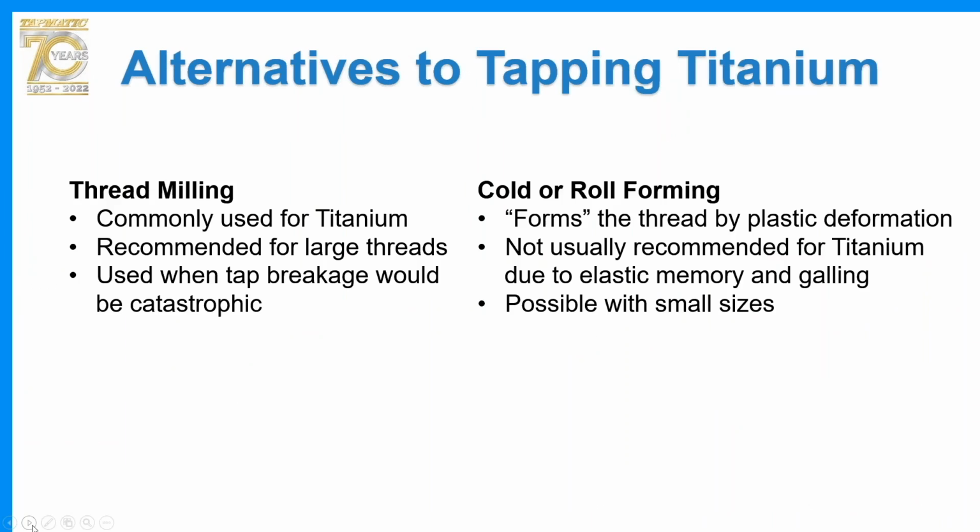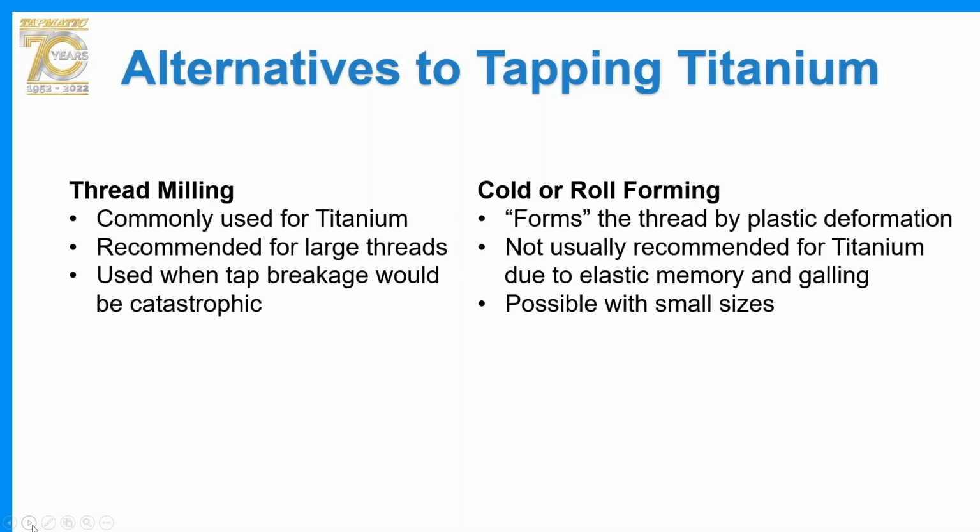Some alternatives to tapping titanium are thread milling, as previously mentioned by EMUGE. This is also recommended for titanium for large thread sizes, or when tap breakage would be catastrophic to the loss of the part.